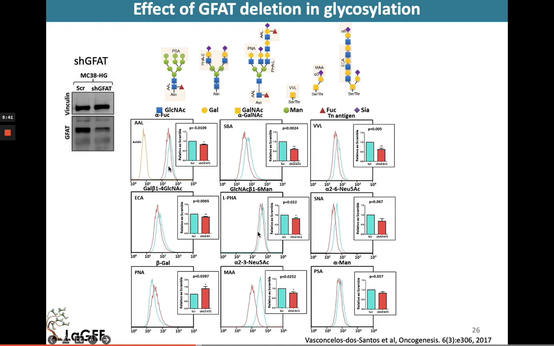And when we analyzed the cells by flow cytometry using the array of lectins, we could see that all lectins decrease after the downregulation of the enzyme. I highlight here, for example, the decrease in the binding to 2,6 sialic acid, 2,3 sialic acid, and the increase in the binding of the beta-galactose epitopes. So we can say that hyperglycemia changed the glycosylation and that the HBP was involved in these changes.